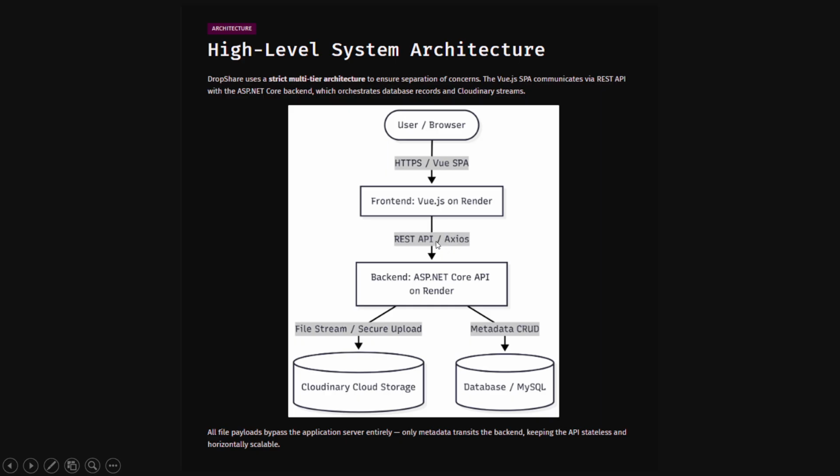This is the most important part of our architecture. The heavy file payload bypasses our application server's local storage entirely, so the backend will stream the file directly to our Cloudinary and only save the lightweight metadata, like the download count and the shortcode, into our database, which is PostgreSQL, to keep our API incredibly fast and scalable.